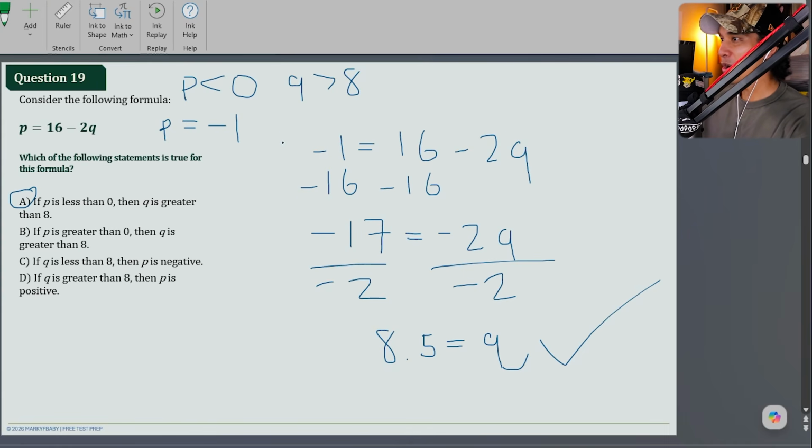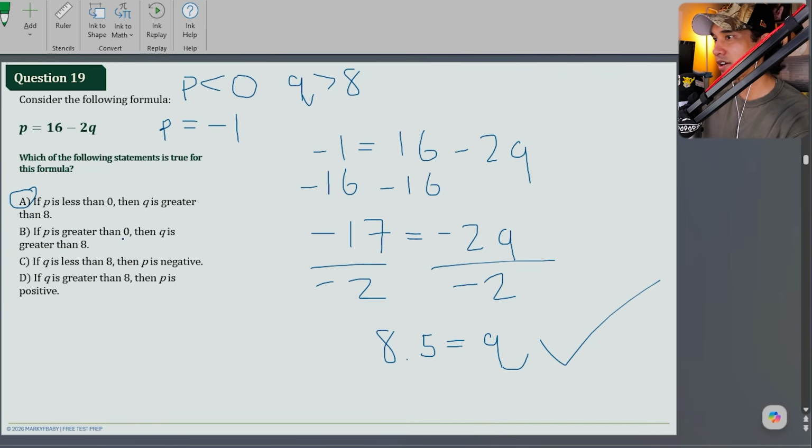So what we had here was P less than 0, which we chose -1, and in fact, we did yield a number greater than 8. Q was greater than 8, which was 8.5. All right, let's just test the other answer choices though.